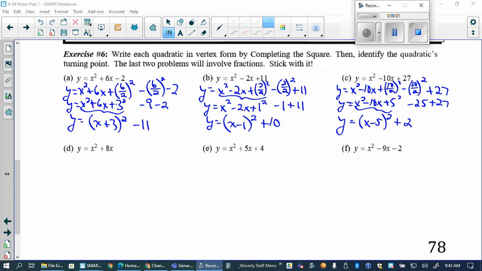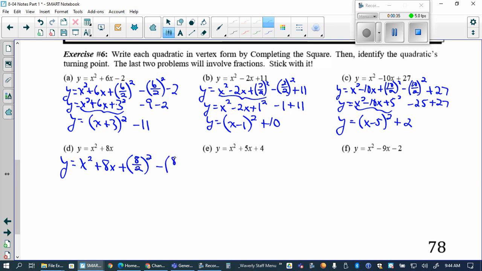So in D, is there a B term? There's not? It's not x squared. 8. Right? So what are we going to add and subtract? No, we're not going to add and subtract 8. That's right. X squared plus 8x plus what now? 8 over 2 squared. And then what?